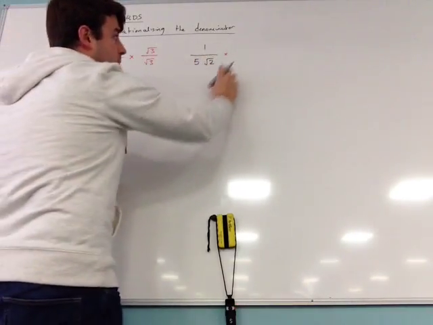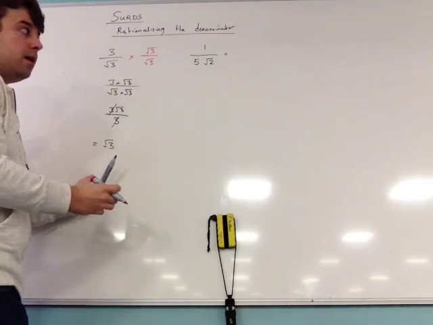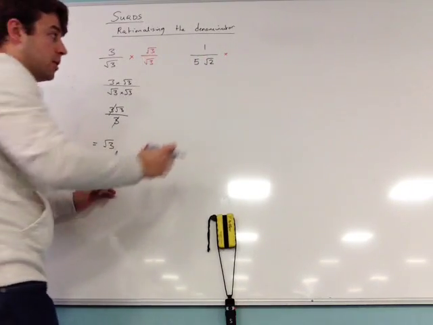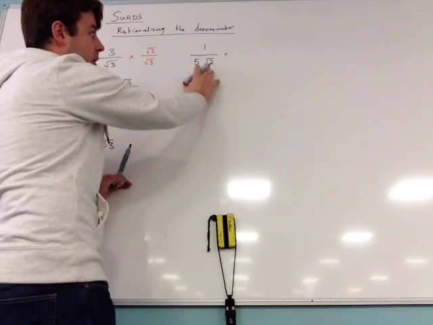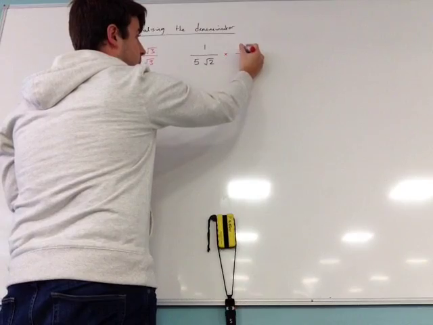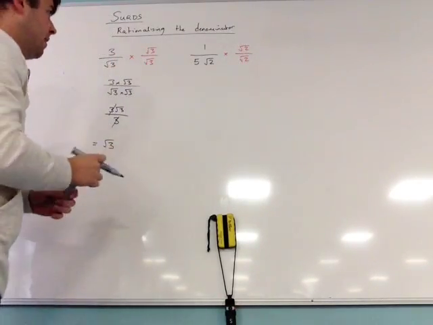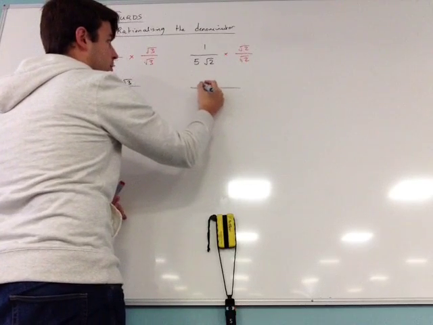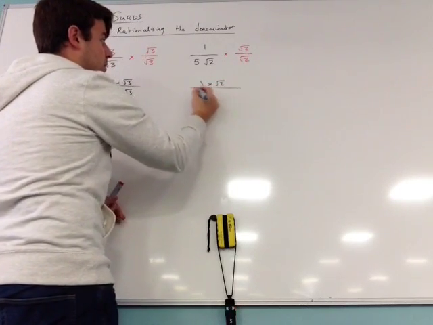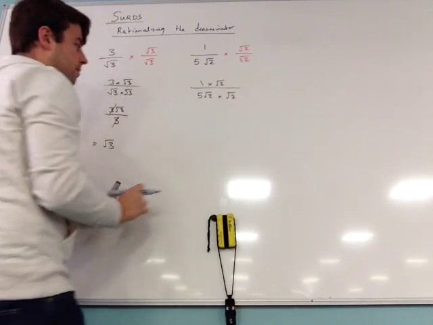Now, if I went ahead and multiplied by 5 root 2, both top and bottom, it would still work. It would just be more effort to simplify it down. So, to save yourself that hassle, just multiply by the surd that is on the denominator. So, in this case, multiply top and bottom by root 2. Again, go through your simplifying process. That's 1 times root 2 over 5 root 2 times root 2.